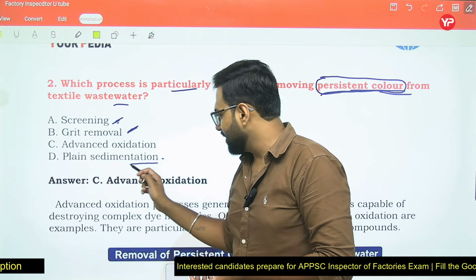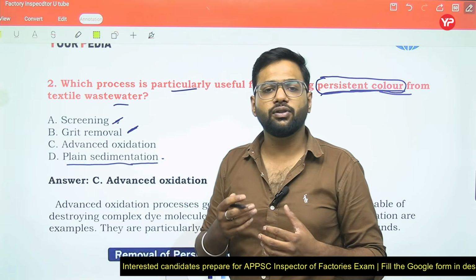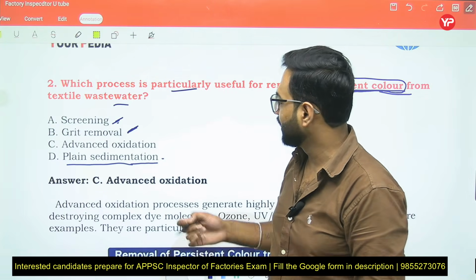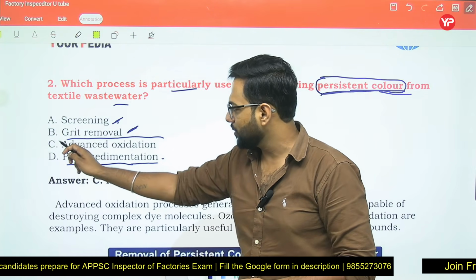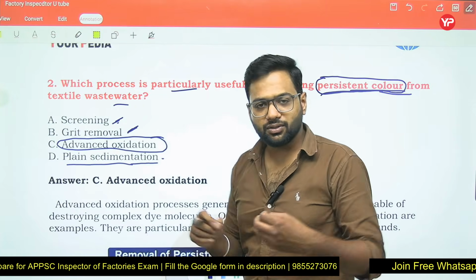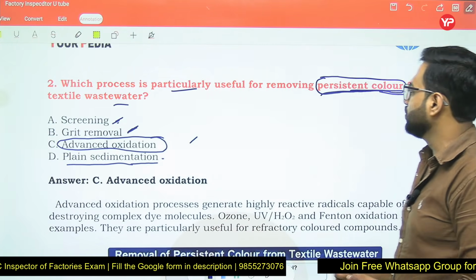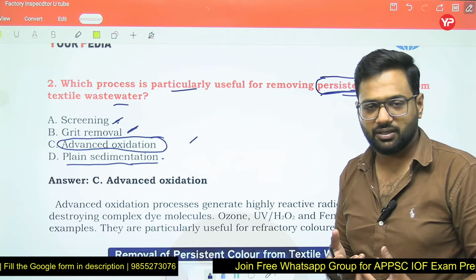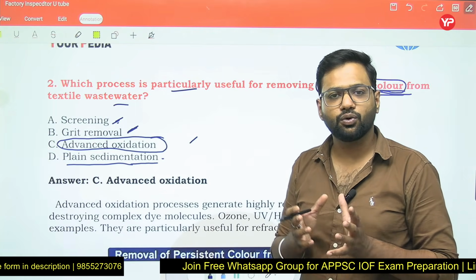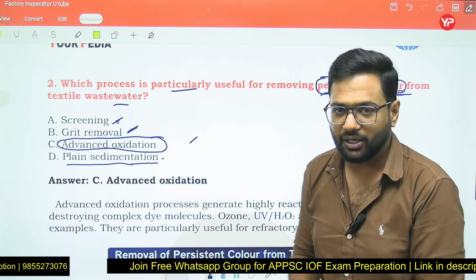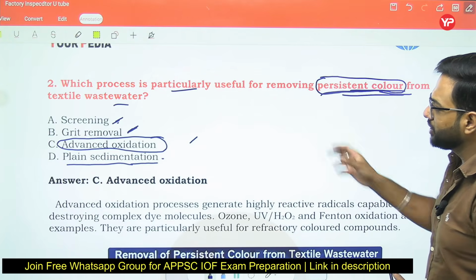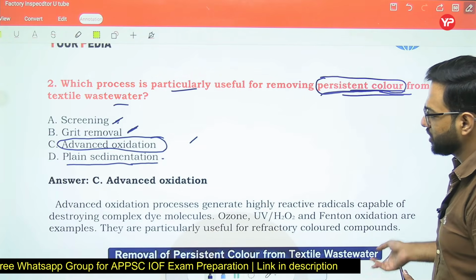And in plain sedimentation we generally remove the organic suspended particles. It is designed for the removal of organic suspended particles. So advanced oxidation process you can use. In this case you can use it for removing color substances, or you can say color causing substances, the substances which are present in the wastewater that induce some color in the water sample. So for removal of those substances you can go with advanced oxidation process.